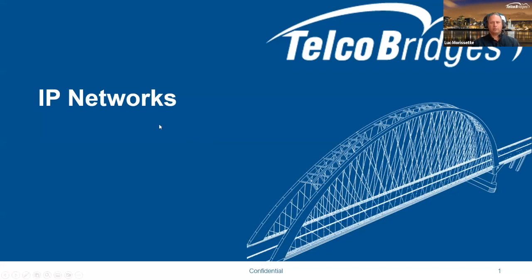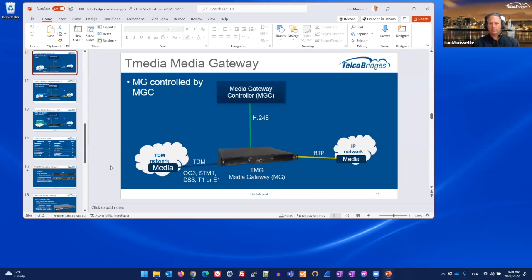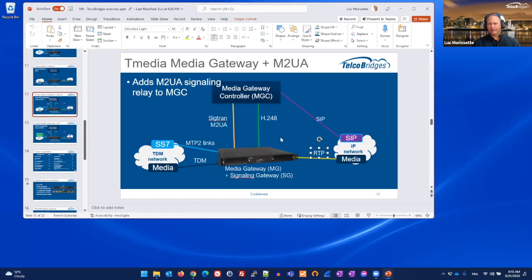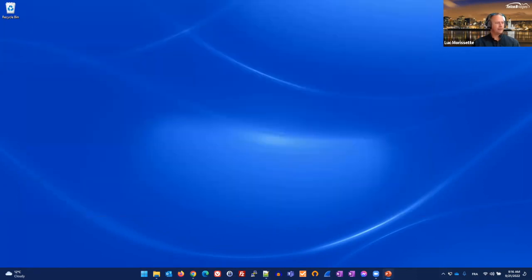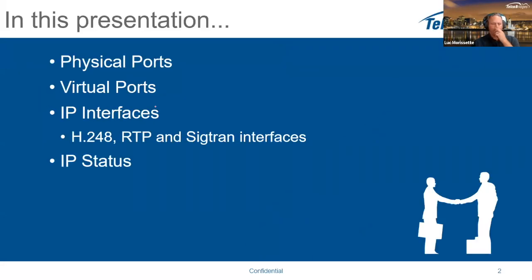IP networks. So let me just go back to something here. We configured the TDM side, so these interfaces on this side here. Now we want to configure the IP interfaces. These are the interfaces that are RTP, H248, M2UA, etc. So all the other interfaces here are IP. So I want to show physical ports, virtual ports, IP interfaces, and then the status.